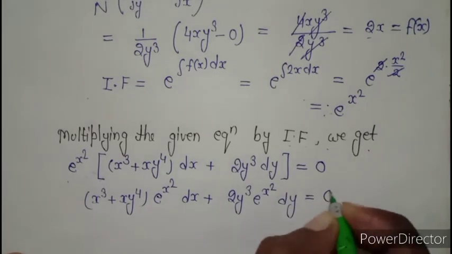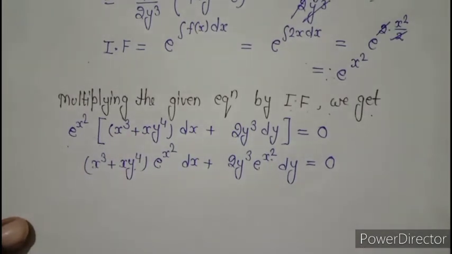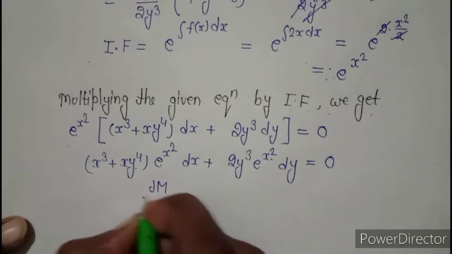So now you can see here we are getting a new M and a new N. So we will see whether this equation got reduced into exact form or not. So we will check first. I am going to check what is the value of dM/dy.